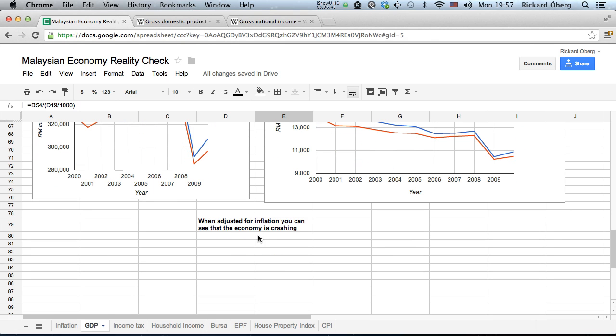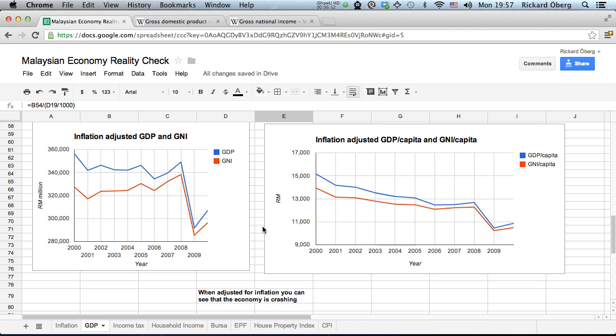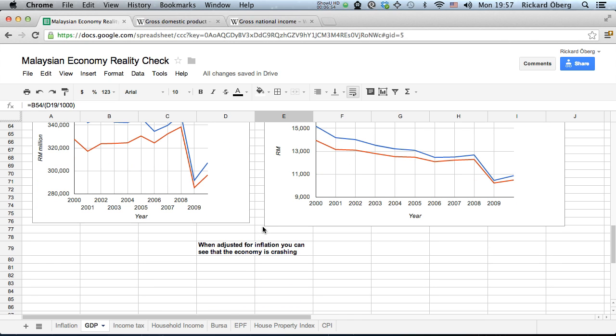So basically, when adjusted for inflation, you can see that the economy, as measured by GDP and GNI, in any case, is crashing. And that's the reality check for this episode.